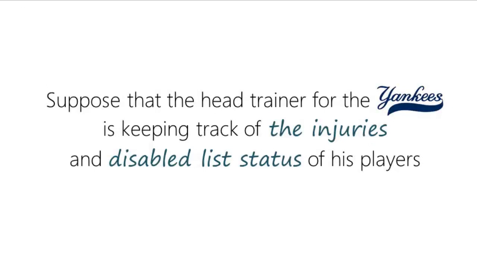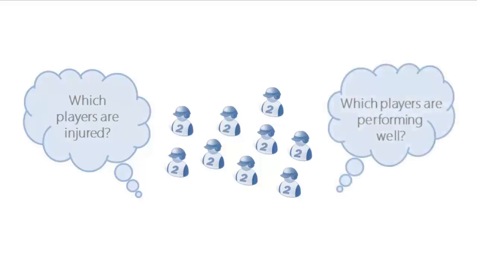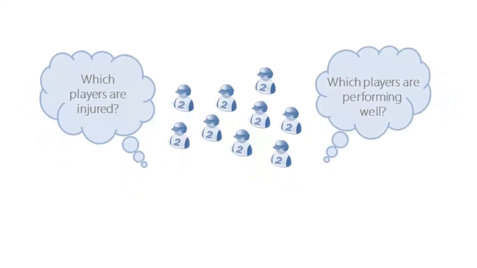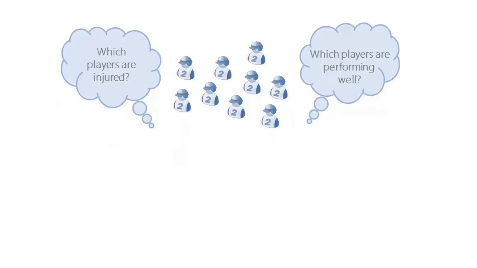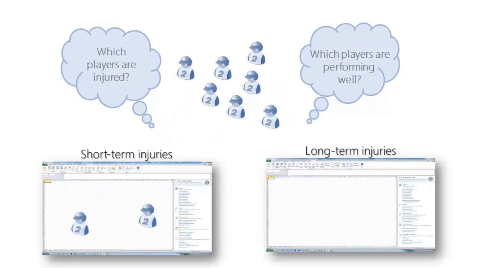Suppose that the head trainer for the New York Yankees is keeping track of the injuries and disabled list status for their players in a spreadsheet that he keeps locally on his laptop. Now, on an almost daily basis, the general manager of the New York Yankees wants to know which players are injured and which players are performing well so he can make decisions about who to call up from their AAA affiliates in order to fill spaces on the roster, or who they need to go out and make trades for to fulfill positions for more longer-term injuries. So let's see how that might work.